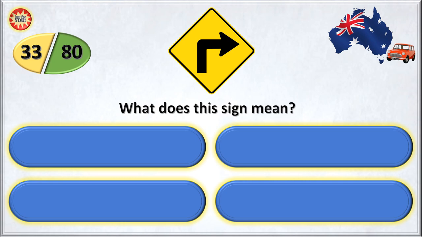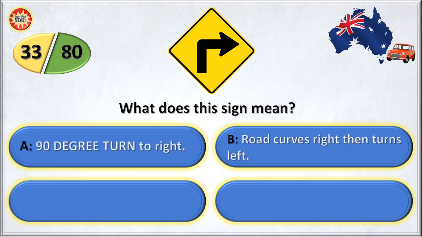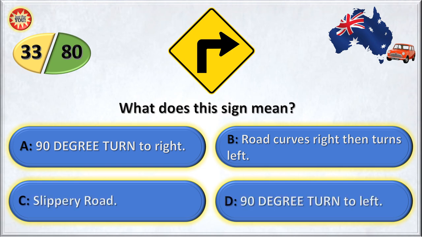What does this sign mean? 90-degree turn to right. Road curves right then turns left. Slippery road. 90-degree turn to left.